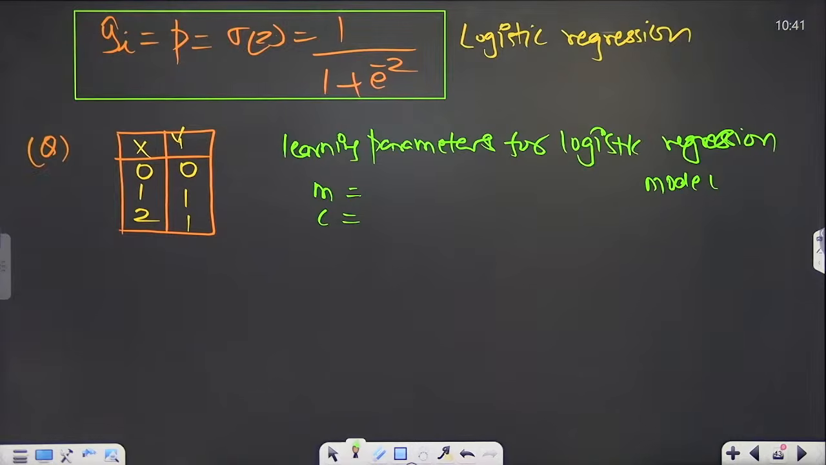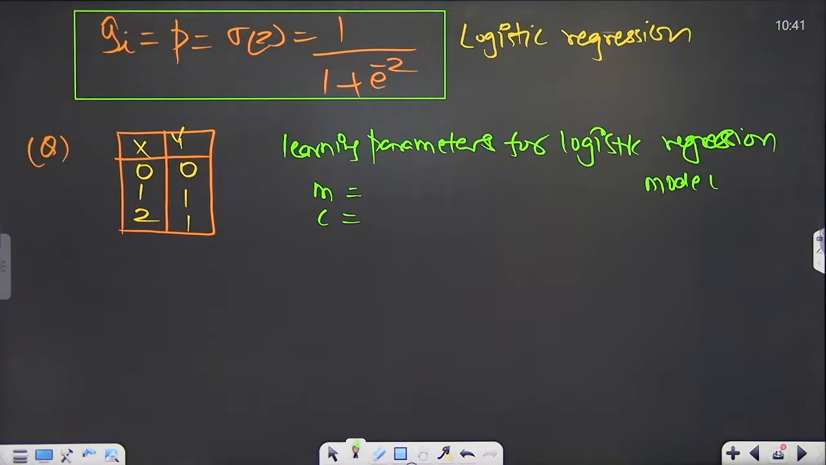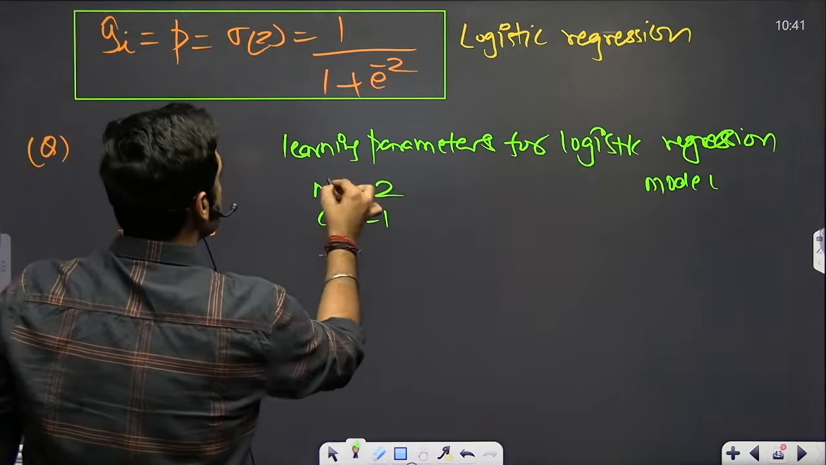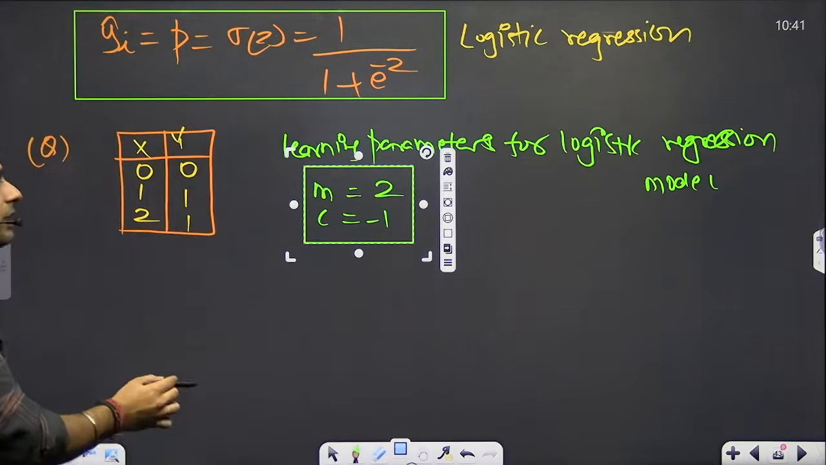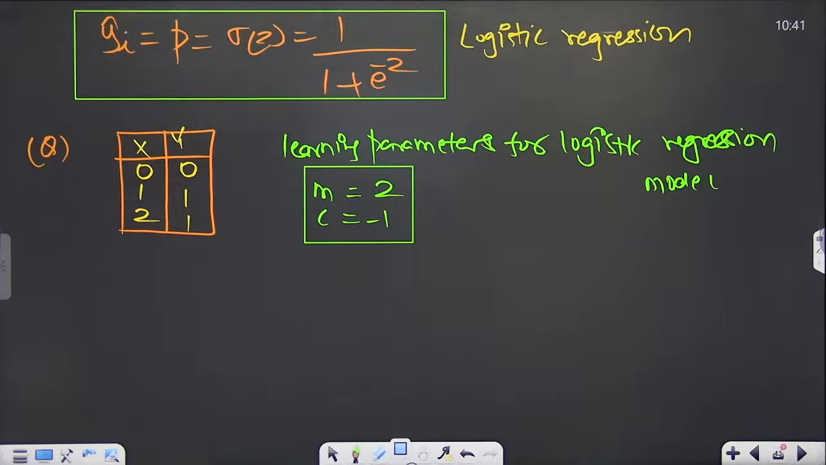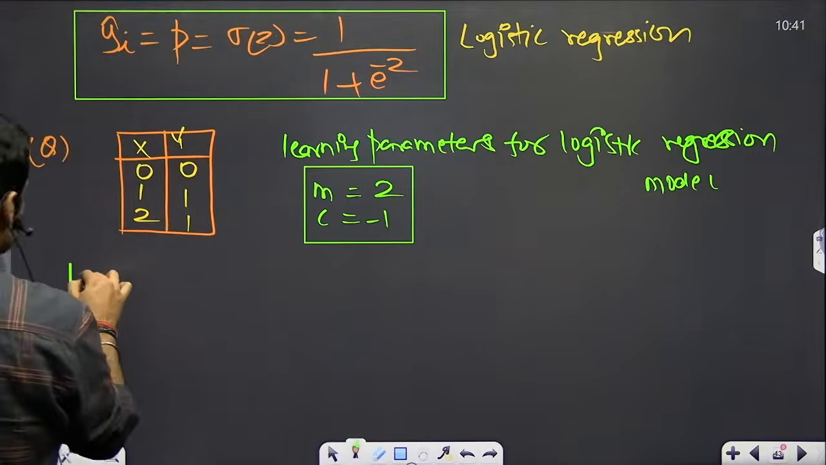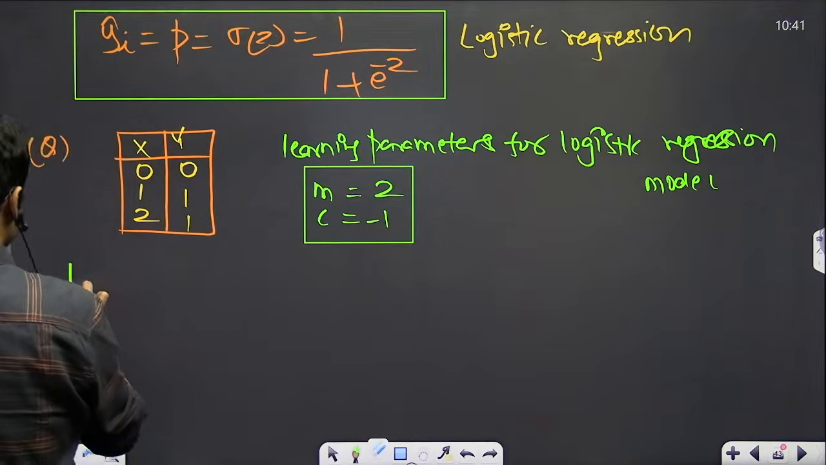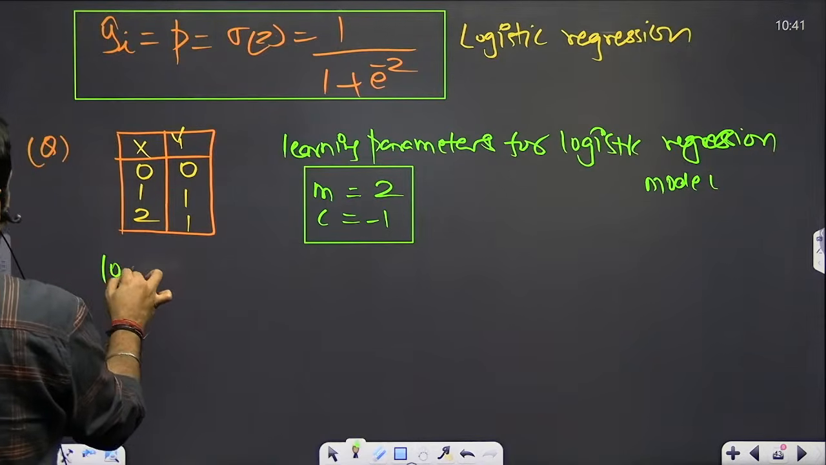What is the value of m? Let me check. c is -1 and m is 2. These are the learning parameters given. Now, calculate the log likelihood function. Everyone, calculate the log likelihood function.